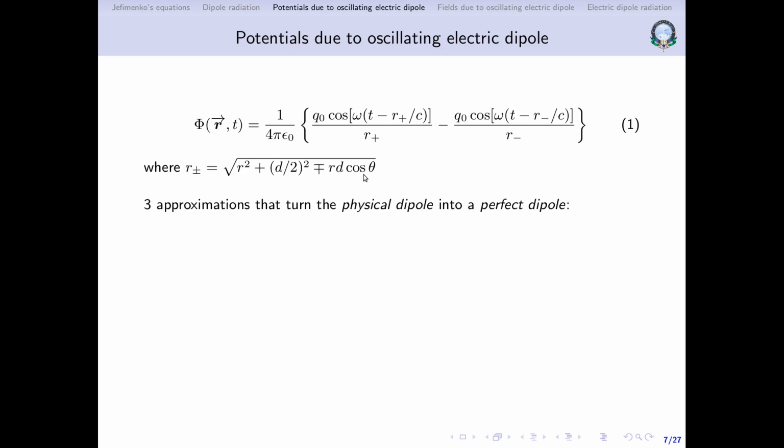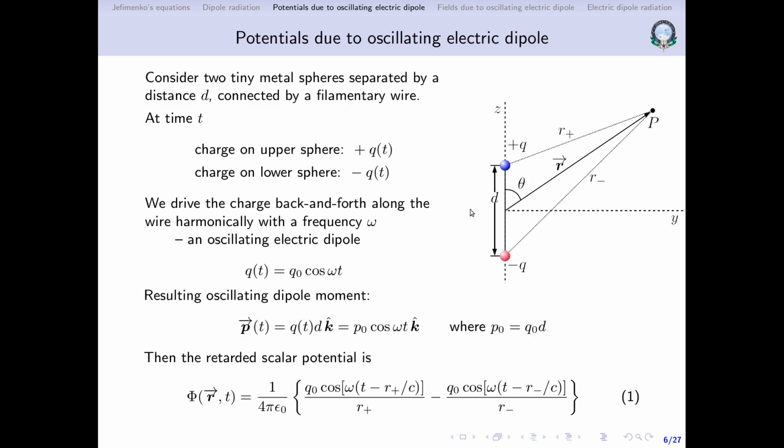Now to simplify the problem, we will be using three approximations, because we want to turn this physical dipole into a perfect dipole. If you remember, we are interested in the dipole radiation. Dipole radiation means we are very far away from the oscillating dipole. It means the size of the dipole becomes immaterial, irrelevant to us. All that matters is the dipole moment which is generated. So that is what a perfect dipole is.